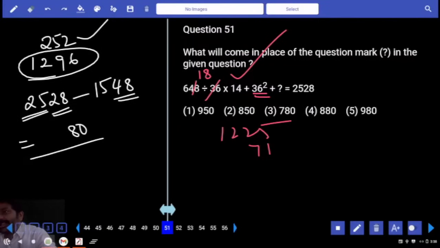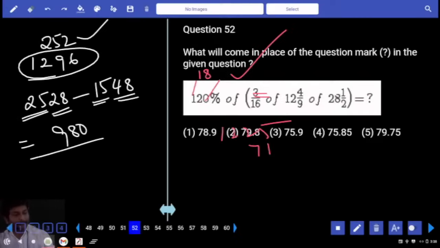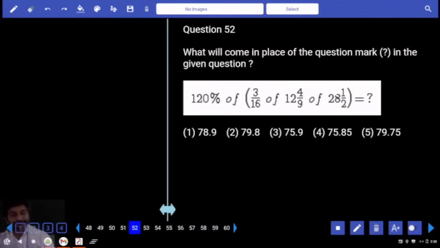One carry is already taken. How much is left? 24 minus 15. 9. Done.